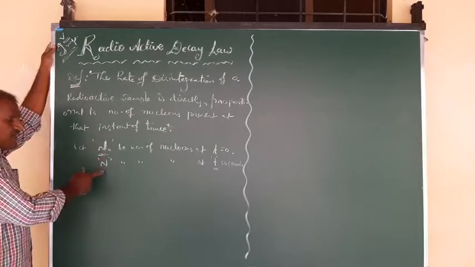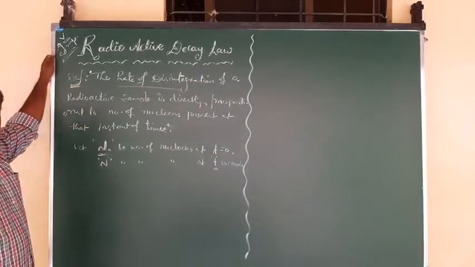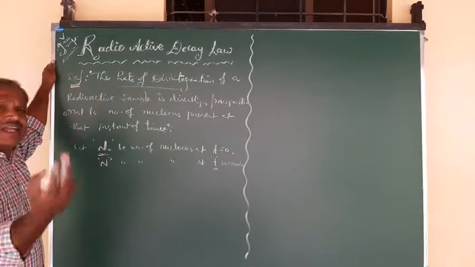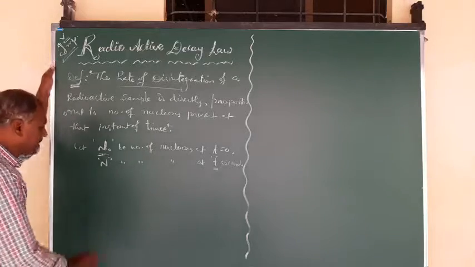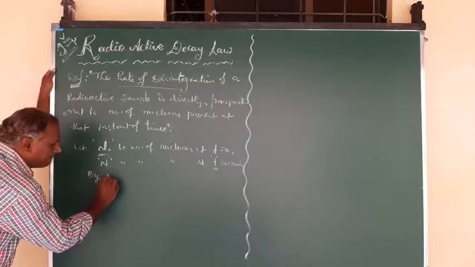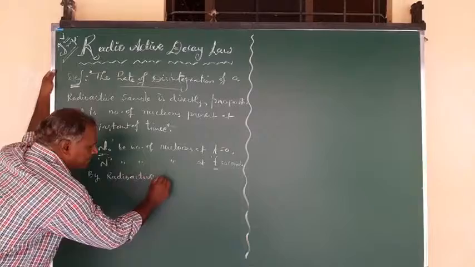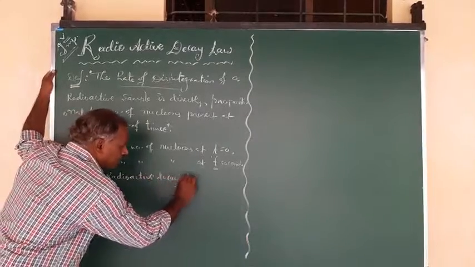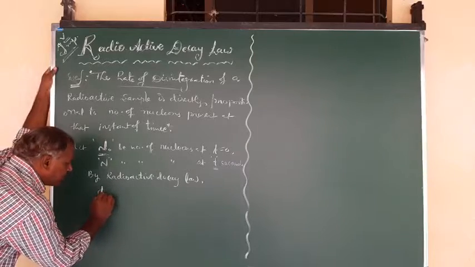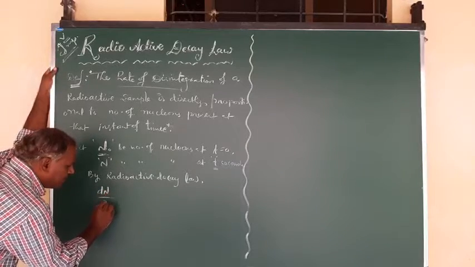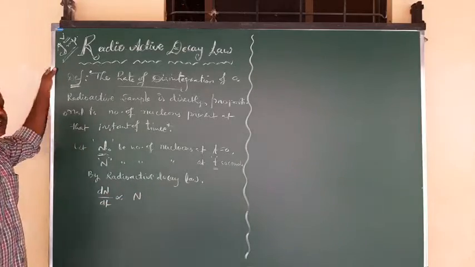So we have here the rate of disintegration. Rate of disintegration means how many nucleons decay per second. That is called the rate of disintegration, which is also called activity. Now I can write, by the radioactive decay law, the rate of disintegration dN by dt is proportional to the number of nucleons at that instant of time.